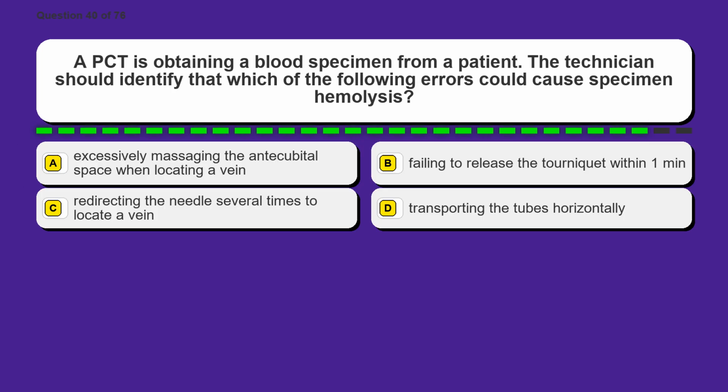Question 40. A PCT is obtaining a blood specimen from a patient. The technician should identify that which of the following errors could cause specimen hemolysis? Option A, excessively massaging the antecubital space when locating a vein. Option B, failing to release the tourniquet within 1 minute. Option C, redirecting the needle several times to locate a vein. Option D, transporting the tubes horizontally.